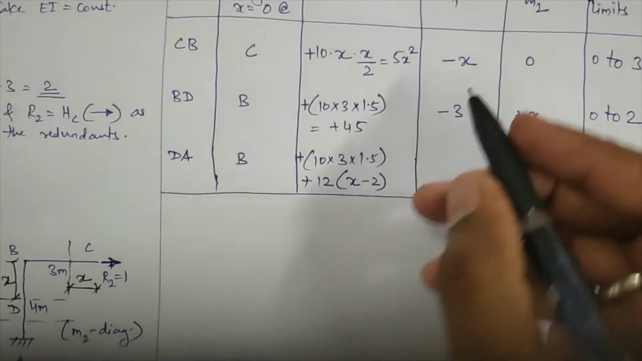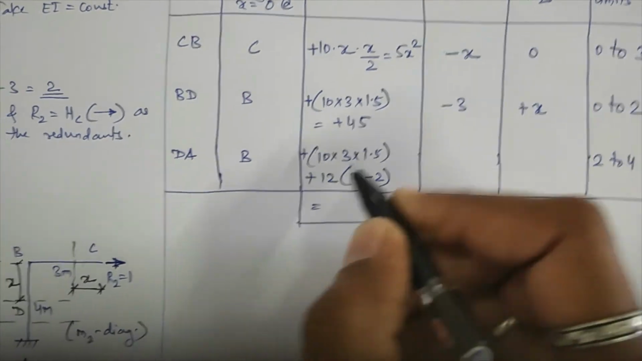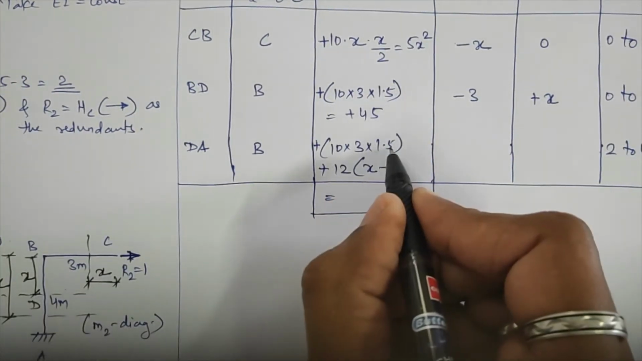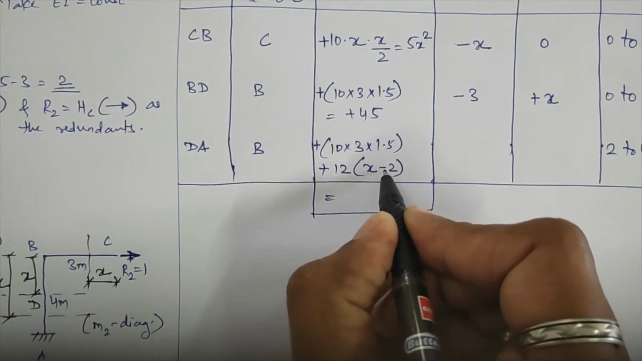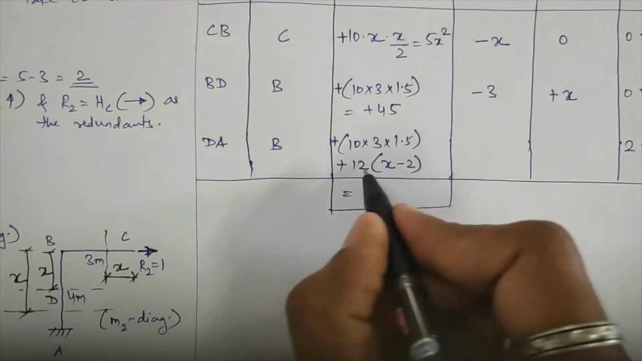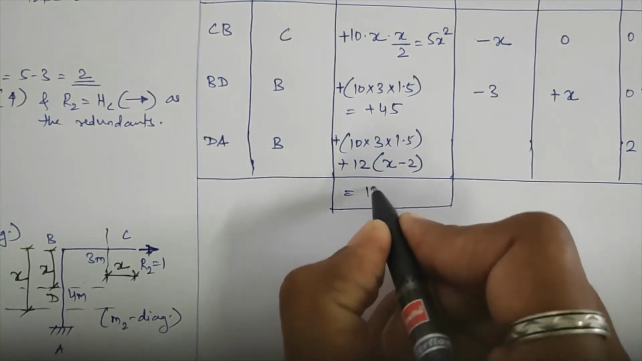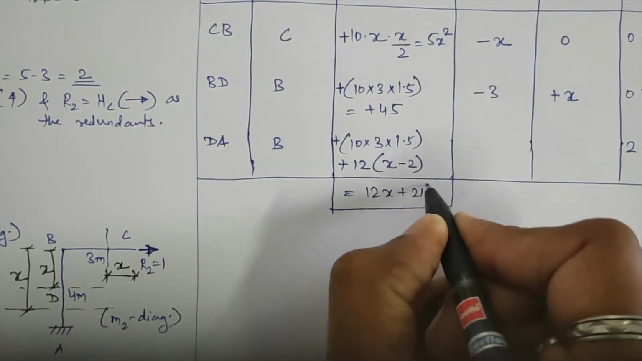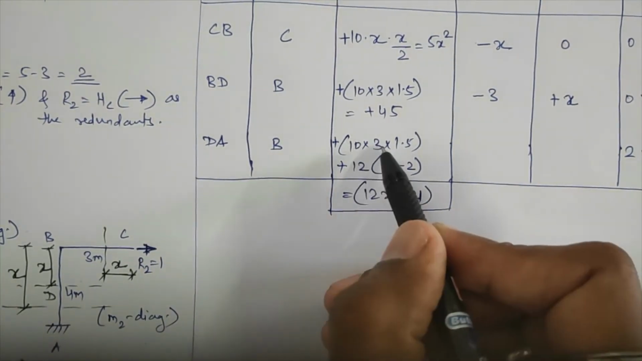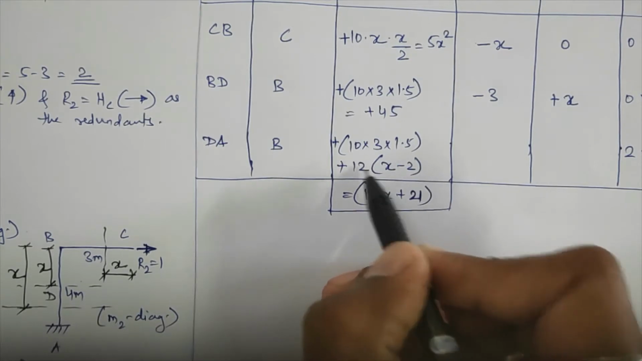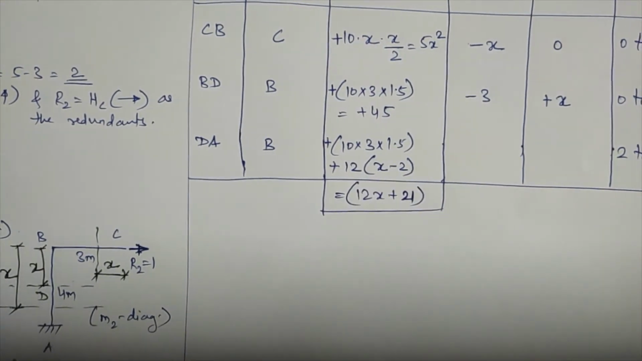Okay, so if you simplify this, I have got this value equal to 10 into 3 into 1.5, that I get as 45 plus 12x minus 24. So that I have got equal to 12x plus 21 over here. You can solve this: 10 into 3 into 1.5 will give you 45, 45 minus 24 will give you 21, and this 12x will remain as it is over here.